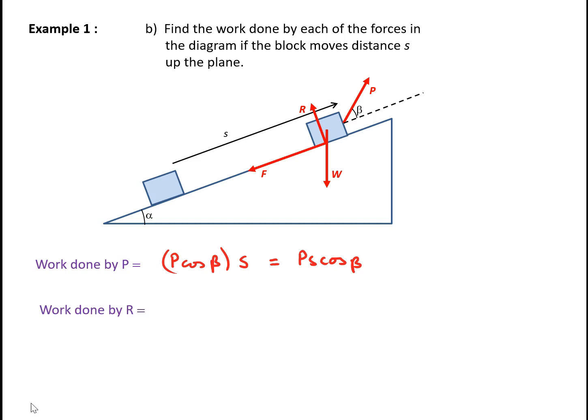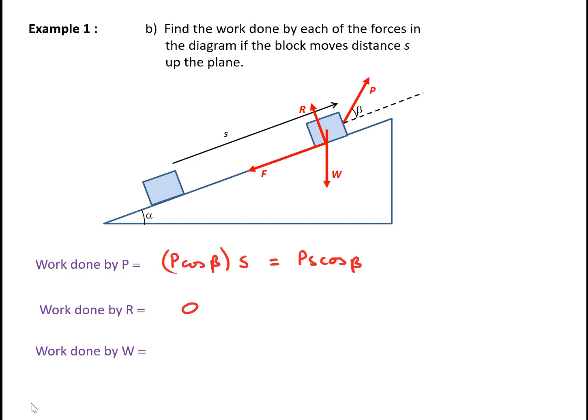The work done by R is 0 because R is perpendicular to the plane. R is perpendicular to the motion, so therefore the component of R in the direction of the motion is 0. So we've just got 0 times s, which gives us 0 for the work done by R.